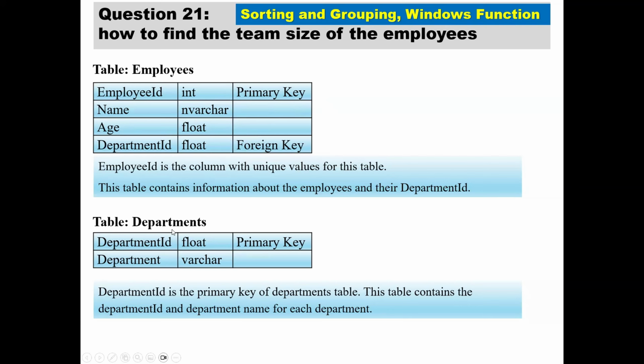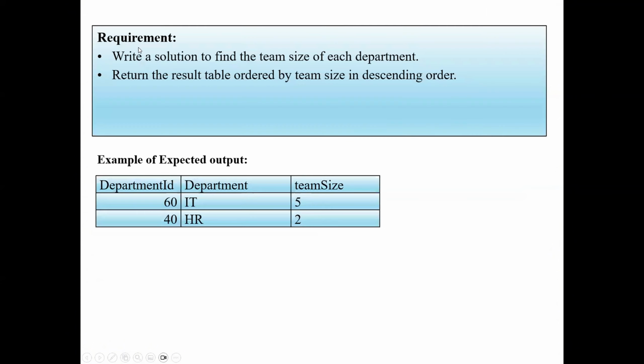Departments table includes columns of department ID and department. Department ID is the primary key for the department. Department is the name of the department like IT, HR, etc. Our task is to find the team size of each department. Sort the result by team size in descending order. For example, if the IT department has 5 employees and HR has 2, we want the output to look like this.